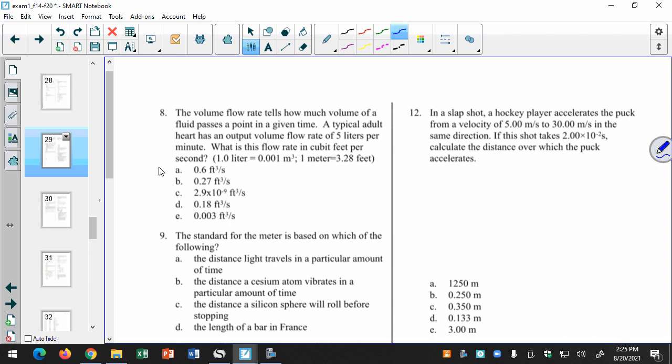Okay. You're probably going to have to do this on the quiz or exam. This is where you're converting one unit to another. And this is like that little 2-minute video I sent out. This is where you're converting units with powers. I'm converting a volume flow rate of 5 liters per minute.